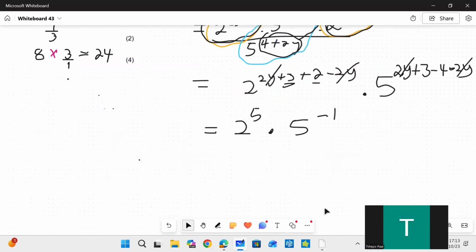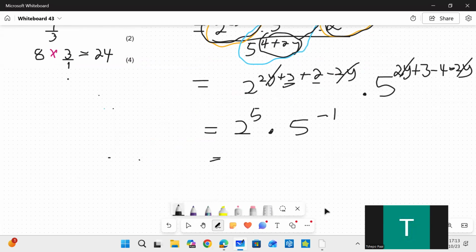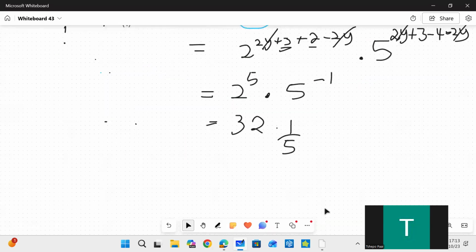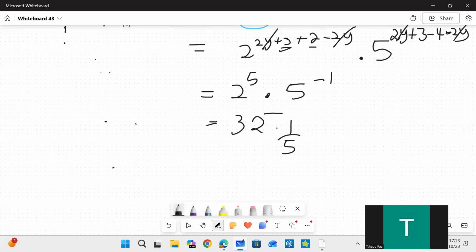Moving on, we know that 2 to the exponent 5 is 32. 5 to the exponent negative 1 is 1 over 5. Therefore, 32 times 1 will just be 32. So if you multiply this 32 with 1, you will get 32. Then down there we have 5. So the final answer for this one is 32 over 5.